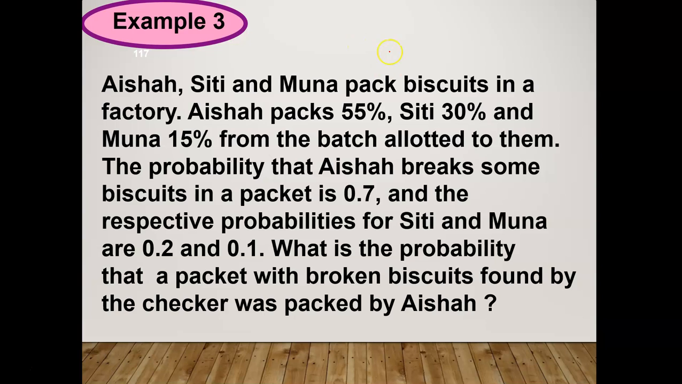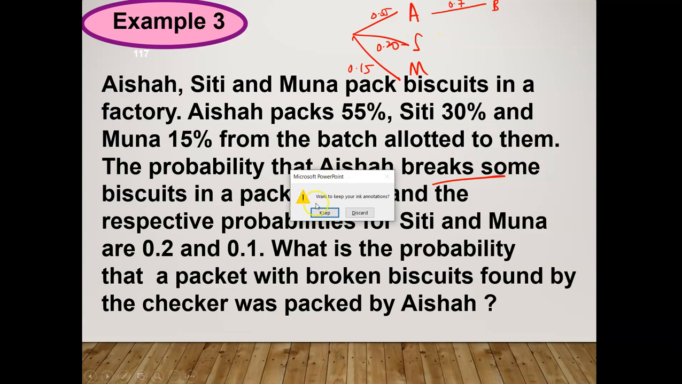So the first event will be the probability. Let's say Aisha is A, Siti S, Muna M. So 55% is 0.55, 30% is 0.30, 0.15. Altogether will be 100, right? So this is the first event. The first event is followed by the second event, breaks some biscuit. So Aisha breaks some biscuit is 0.7. Can you see? Can see or not? Wait.